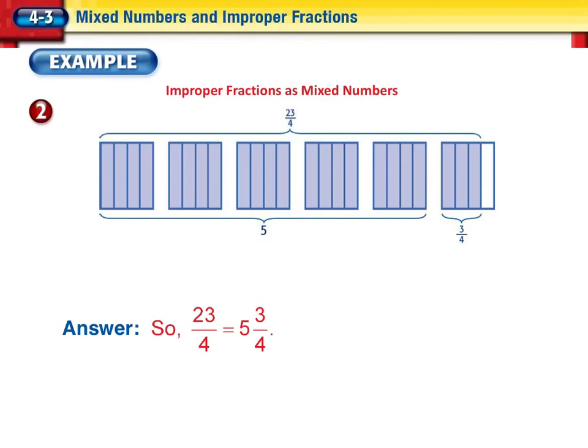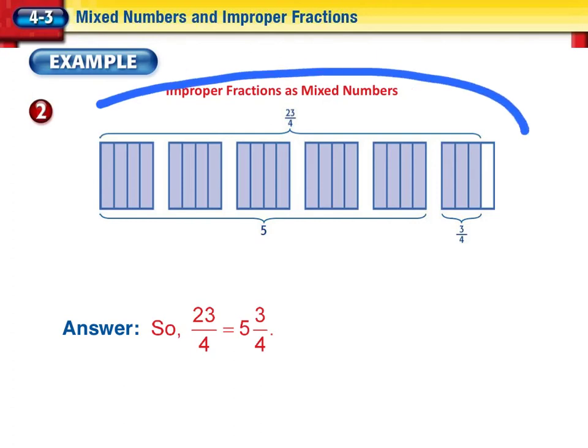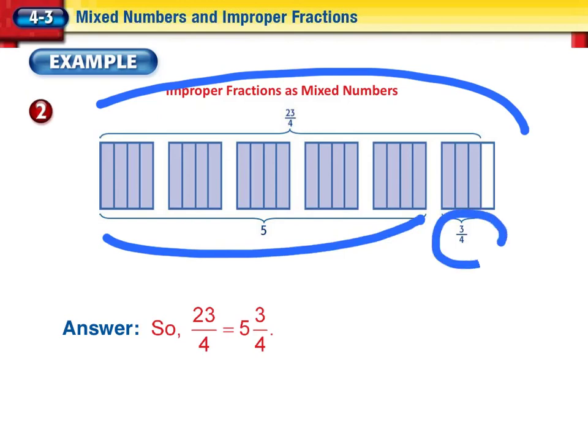Here's another example as a pictorial model. If you notice, we have 23/4. Okay, when we divide it into wholes, we have 5 wholes and 3 of the 4 left over. So this is the pictorial image or the model of the problem we did just before this one.